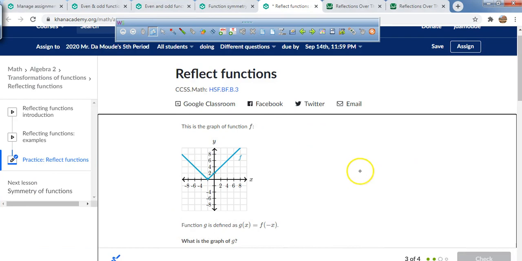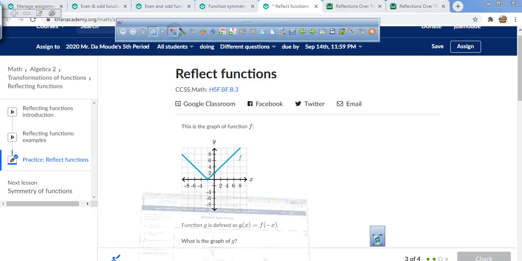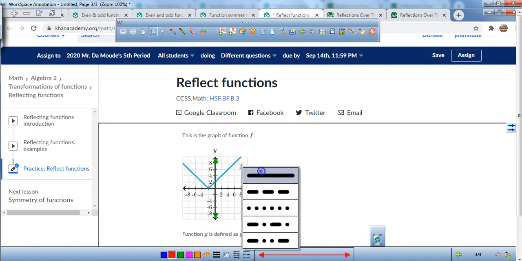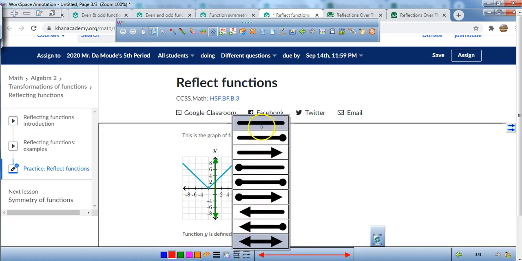So here we go. Problem number 1. It says, this graph is a function of f. Function g is defined as g of x equals f of negative x. So you can clearly see right here they have decided to reflect things across the y-axis. So what we need to do is here's our y-axis, and we need to reflect it across the y-axis. So if we go across the y-axis, what would that look like? So let me go ahead and do a little drawing here as best I can.